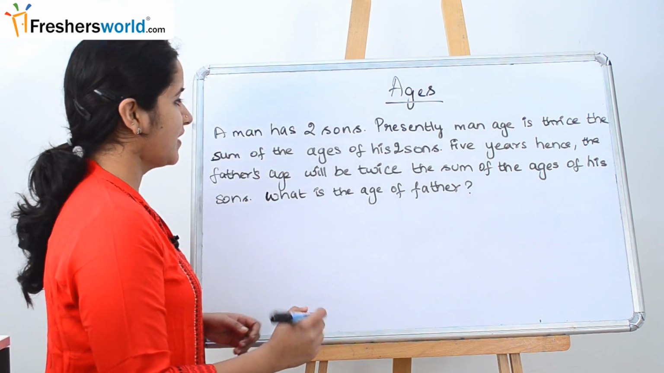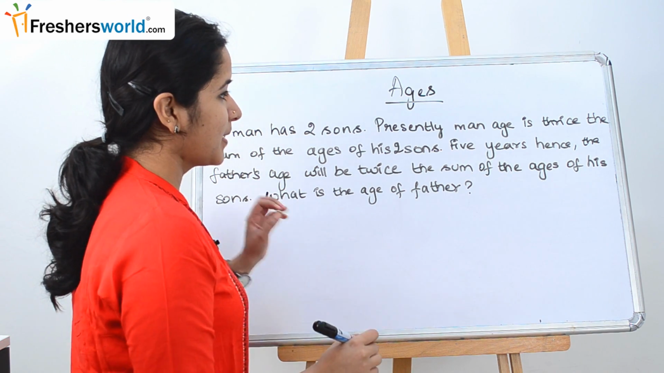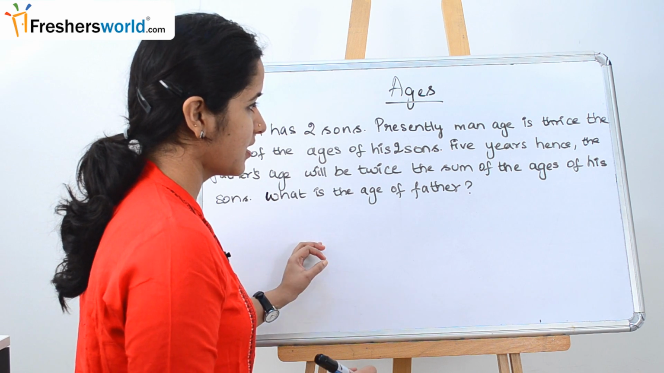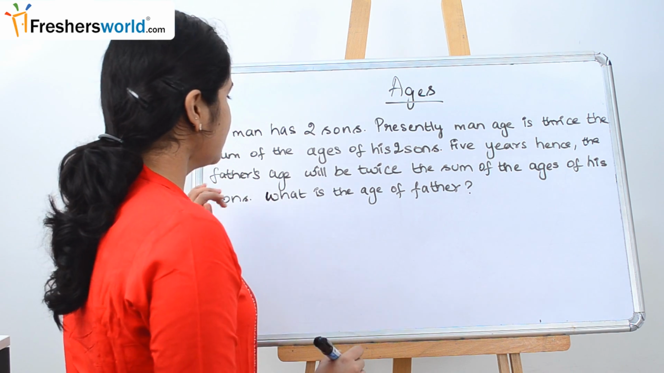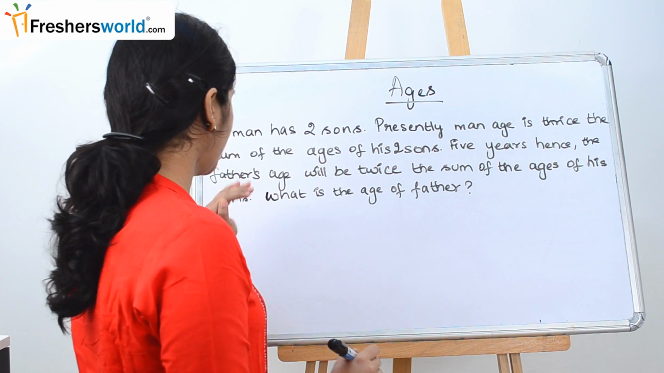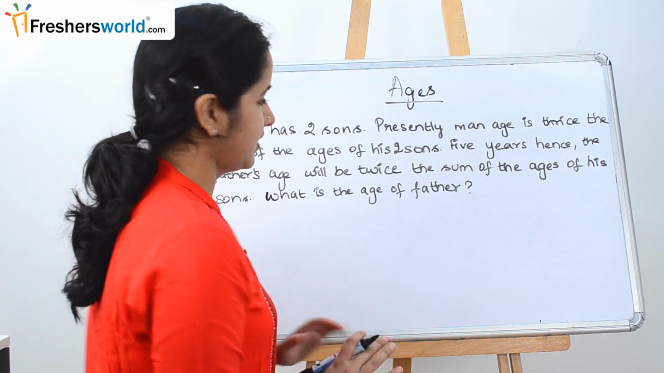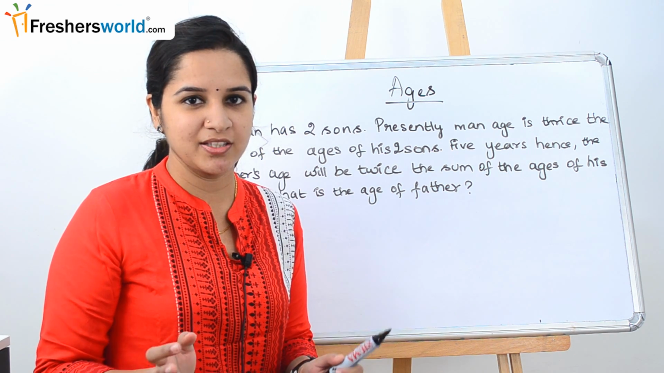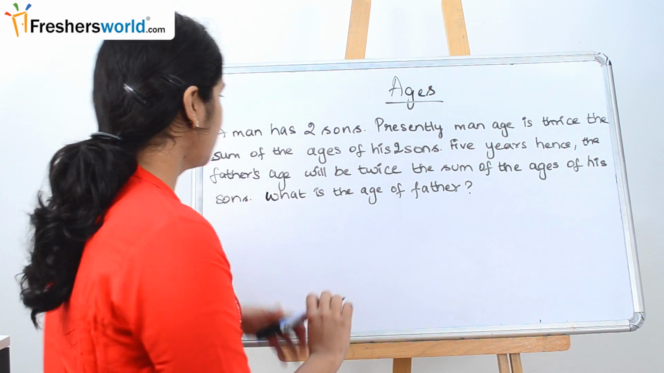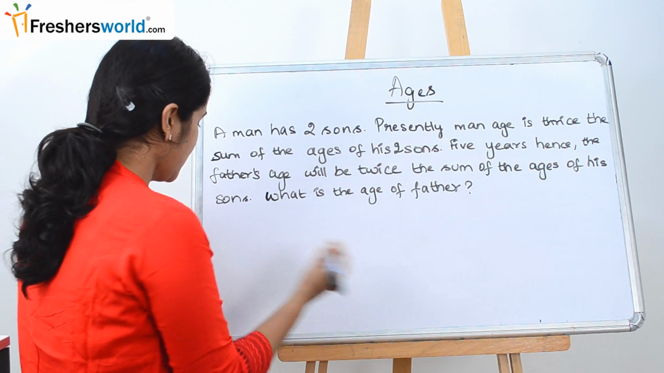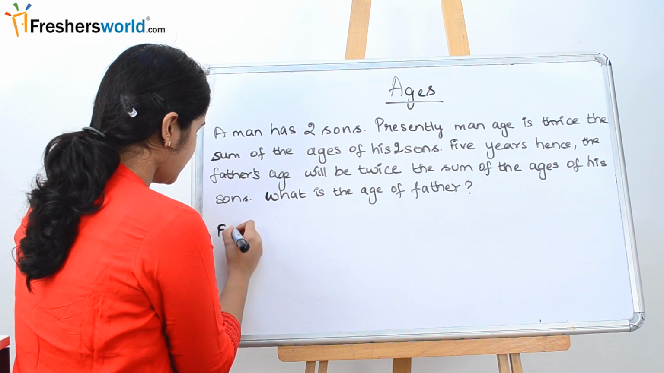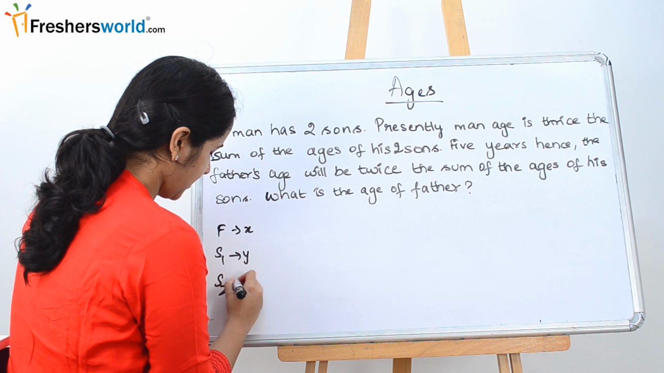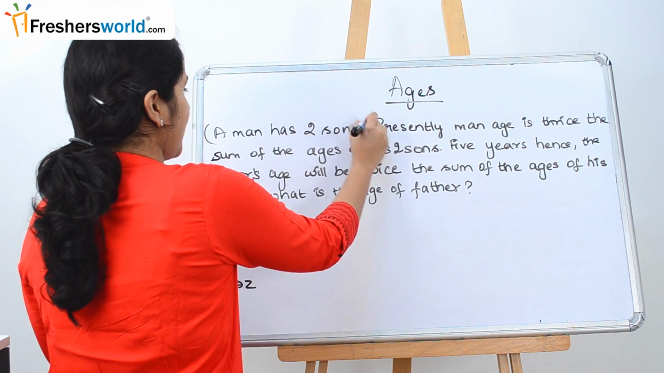The question that they have given us: a man has 2 sons. Presently, the man's age is thrice the sum of the ages of his 2 sons. 5 years hence, the father's age will be twice the sum of the ages of his sons. What is the age of the father? As I have told you in the previous videos, you have to split the question in ages to understand it much better. First they have given a man has 2 sons. Let's take the father as X, son 1 is Y and son 2 is Z. So this is one part.